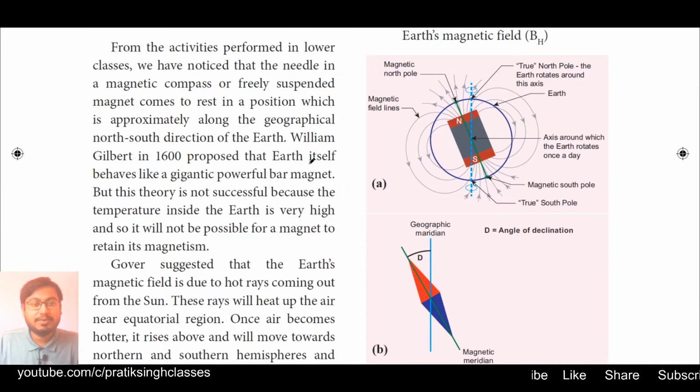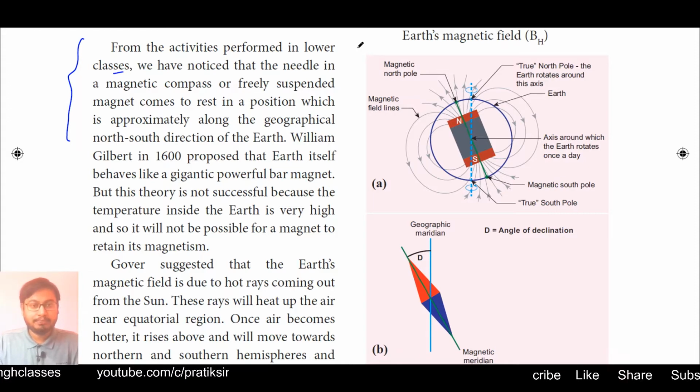Some of the experiments which we have done in our previous classes are being discussed here, from the activities performed in lower classes. Mostly you have done this activity in class 9th or 10th. We have noticed that the needle in a magnetic compass or a freely suspended magnet comes to rest in a position which is approximately along the geographical north-south direction of the Earth.